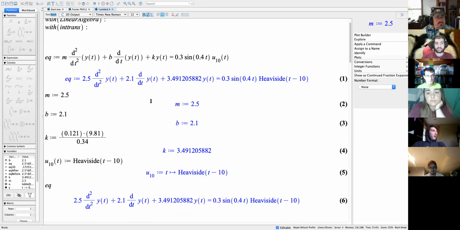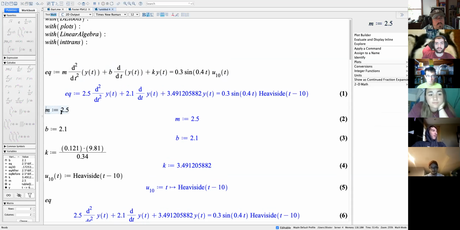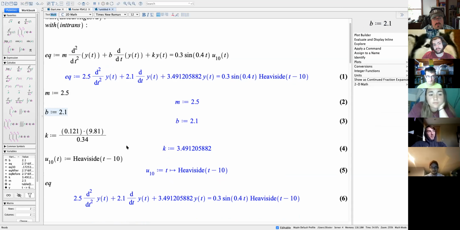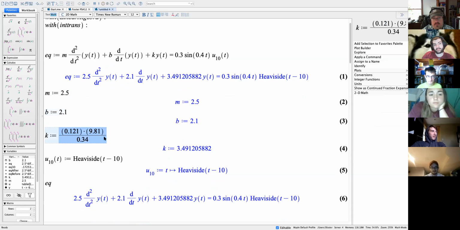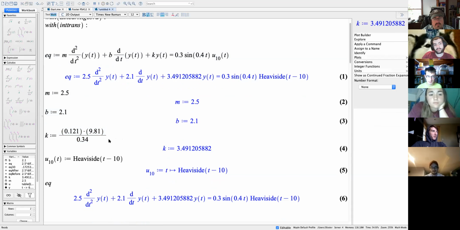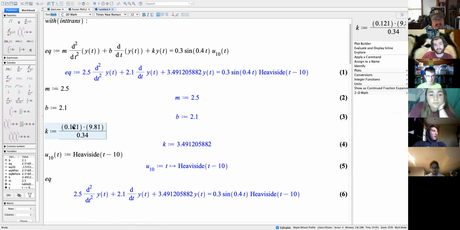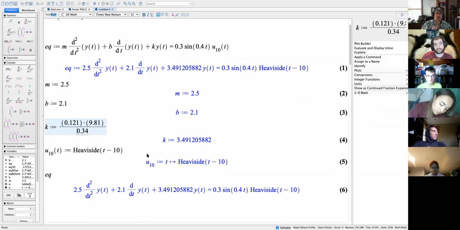So we played around with a bunch of stuff. We found that M is equal to 2.5 because that's what the problem said. B is 2.1 because that's what the problem said. K was a little bit tricky because of a bunch of unit varying and messing around, but we were able to fish it out by taking the force divided by distance. Okay, so walk me through. So the numbers there mean what?